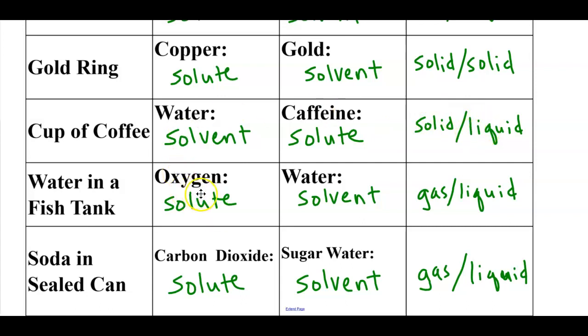In a fish tank, oxygen would be the solute dissolved in water, the solvent. Oxygen's a gas, water is a liquid, so it's a gas in liquid solution. And it's the same for a Coca-Cola or Sprite or any carbonated beverage. The carbon dioxide is the solute, the sugar water is the solvent, and that would be a gas in liquid solution.